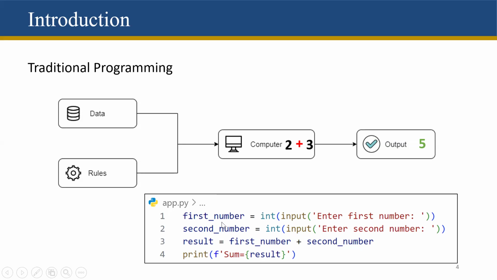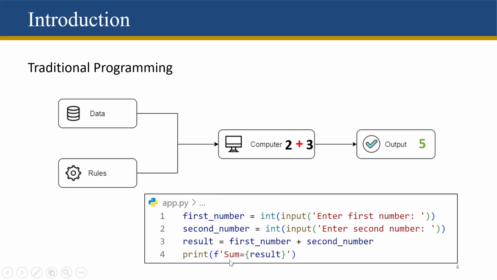So we are saying that first number is equal to, we are doing a typecasting over here, and we are using the input function to accept some data into the variable first number. We do the same for line 2, where in this particular instance, we're expecting a 3 over here. And then line 3 is where we apply the rule, because over here, we are using an addition rule to add these two numbers, first number and second number. And then we are expecting an output from line 4.